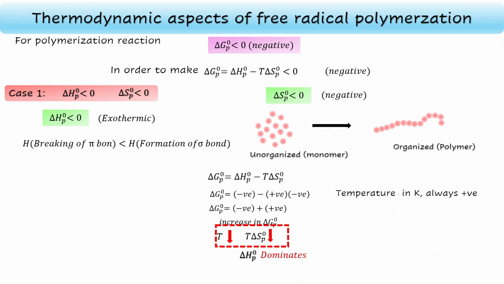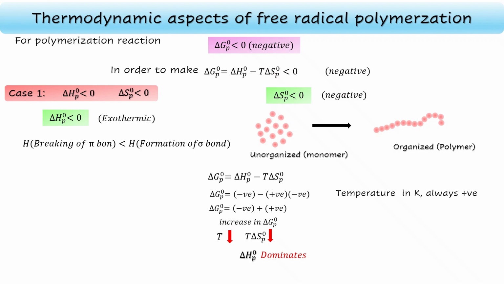They reduce the magnitude of the product TΔSp°, allowing the exothermic enthalpy change to dominate and drive the reaction forward. To sum up, we can say that in order to keep the reaction going, we have to lower the value of TΔS by lowering the temperature.